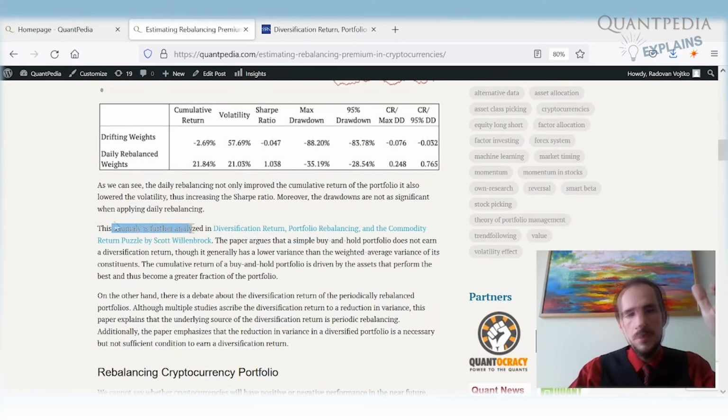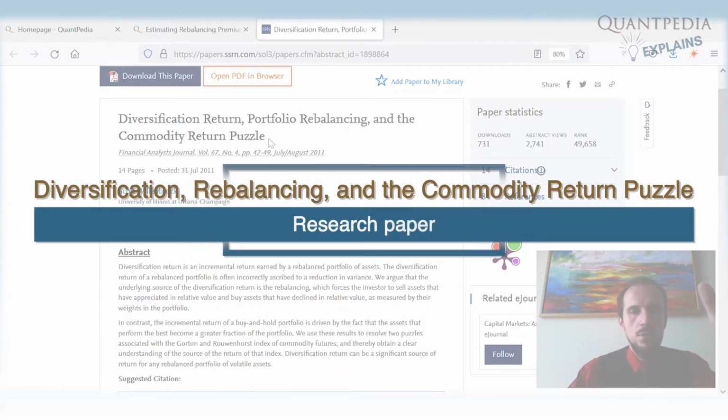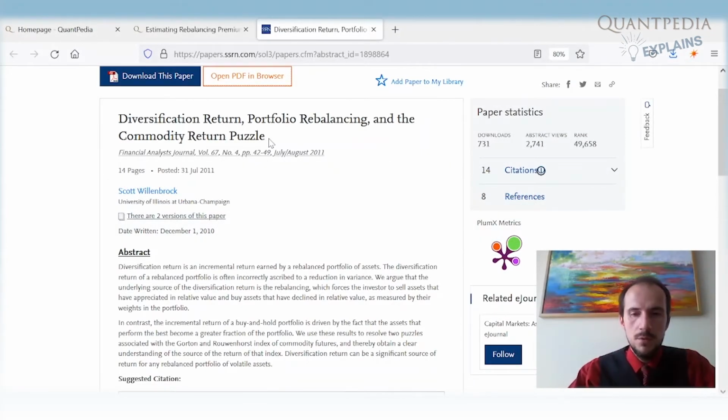The anomaly is also analyzed in a nice paper, Diversification Return and Portfolio Rebalancing and the Commodity Return Puzzle by Claudio Landro. If you want to learn more about that, I would recommend looking at this paper. This paper is talking about commodities and it shows that a similar effect is also present in commodities. On average, an individual commodity has nearly zero performance. So when we have a portfolio of multiple commodities, let's say 30 or 50 commodities, or commodity futures, and we rebalance this portfolio automatically, we receive a positive return from the commodities. This positive return comes mainly from diversification or from rebalancing.